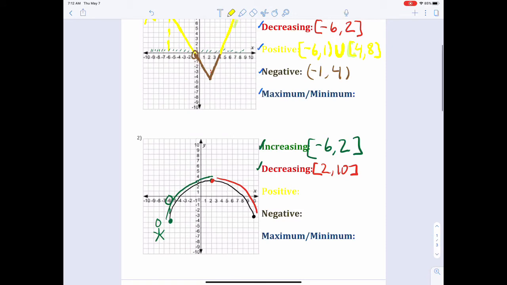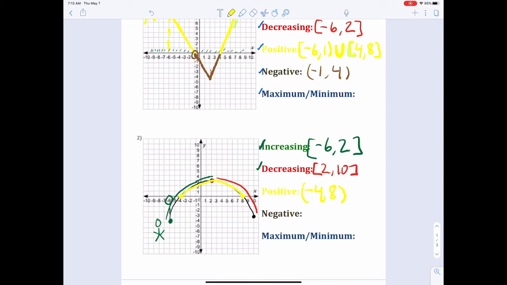All right, so it's going to be positive from this point all the way through to this point. That's where it's above the grass. And it's above the grass from -4 to 8. We're going to use open parentheses for positive and negative here.